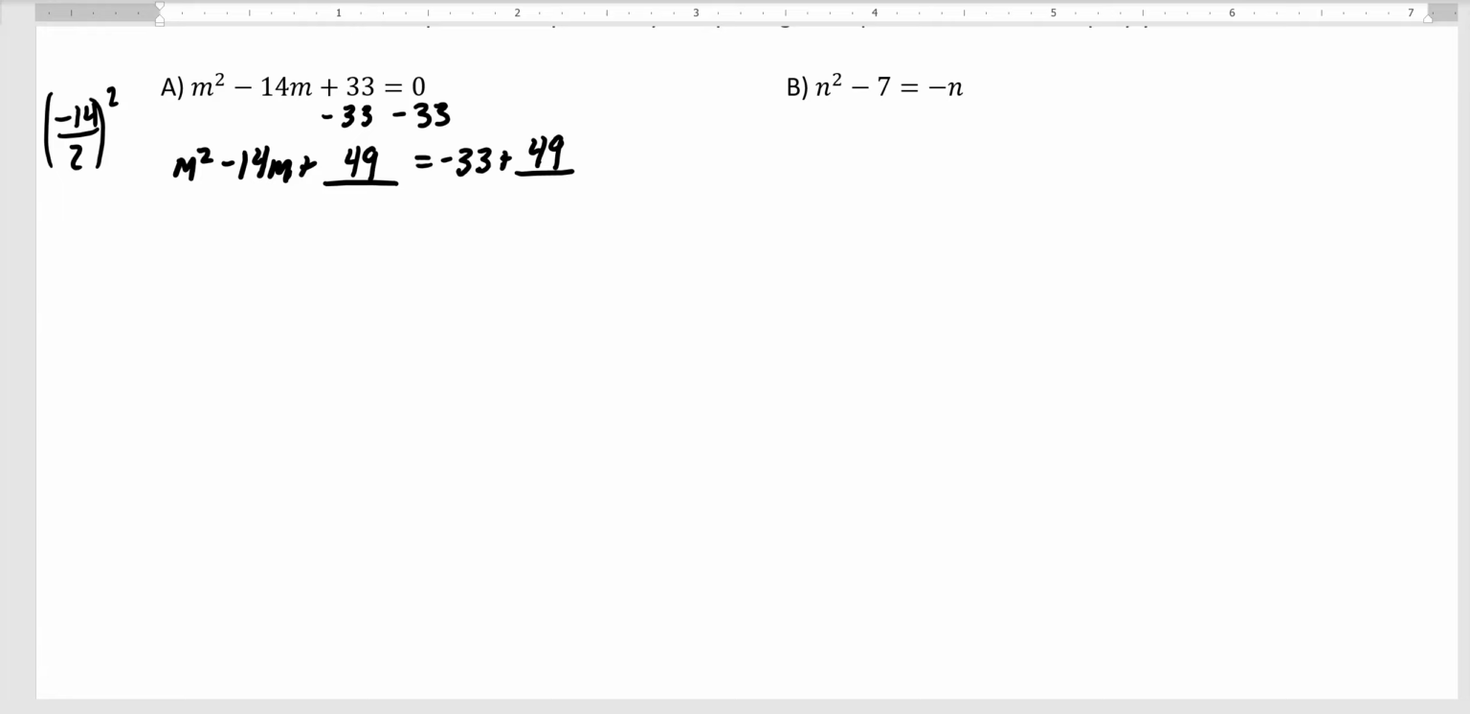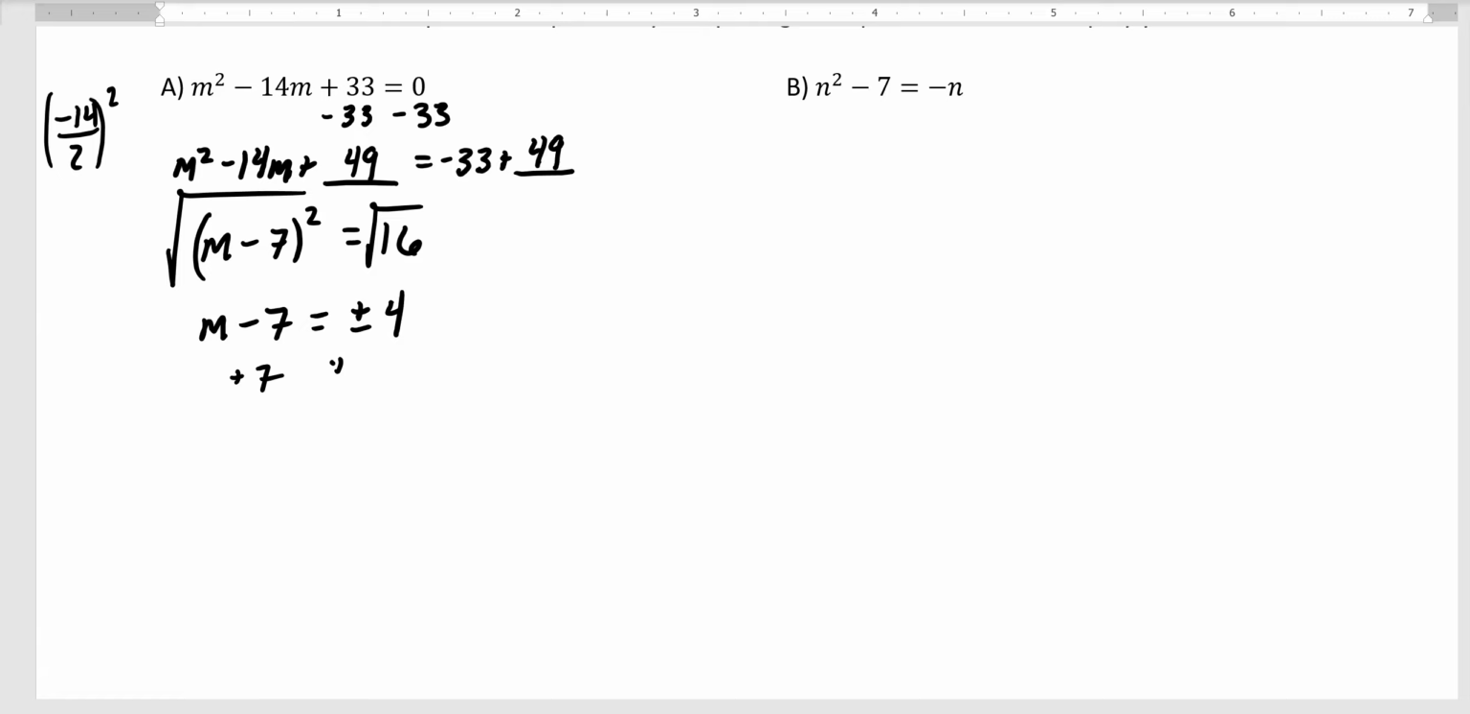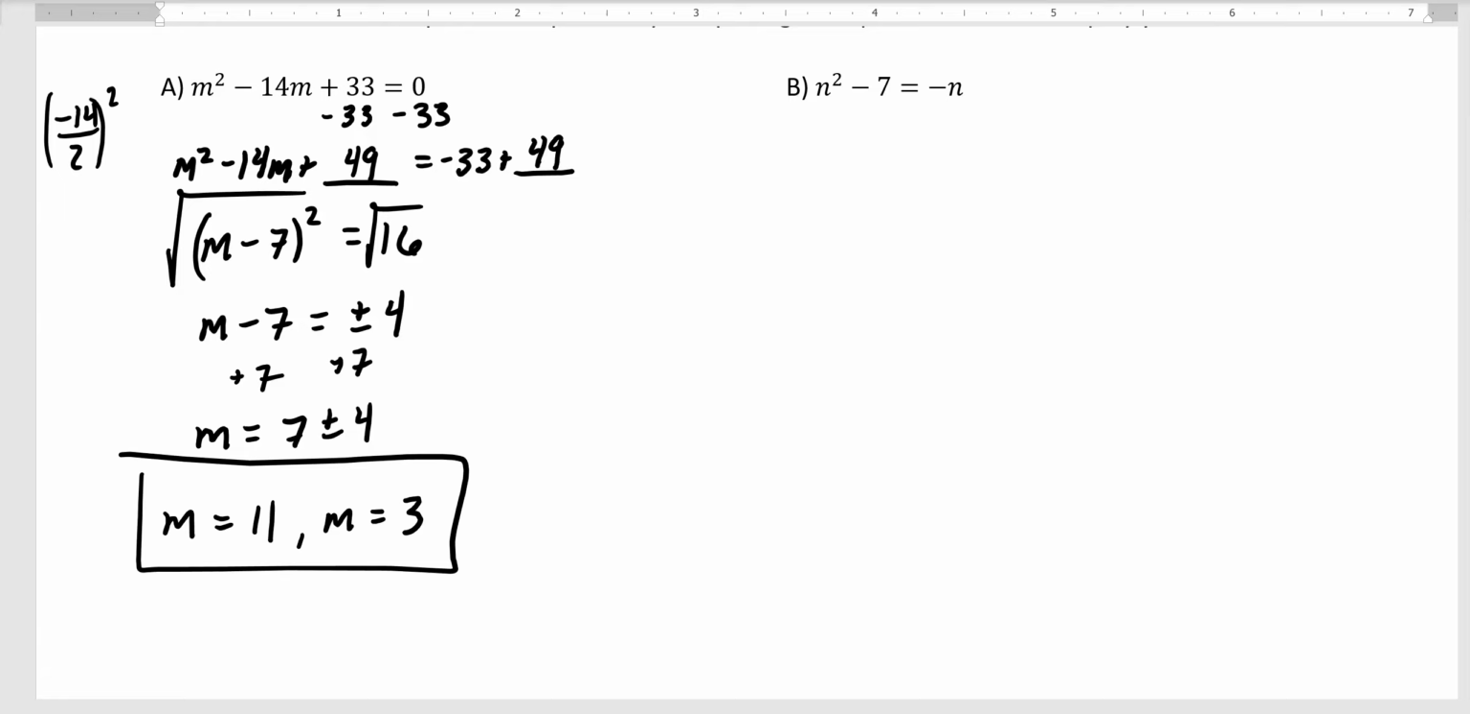So I add 49 to both sides, and now I can factor this. I get m minus 7 squared equals negative 33 plus 49, which is 16. You can take the square root of both sides. Remember, whenever I take a square root, I need that plus or minus, so plus or minus 4. So add 7 to both sides to get m all by itself, and I get m equals 7 plus or minus 4. So 7 plus 4 is 11, and 7 minus 4 is 3.